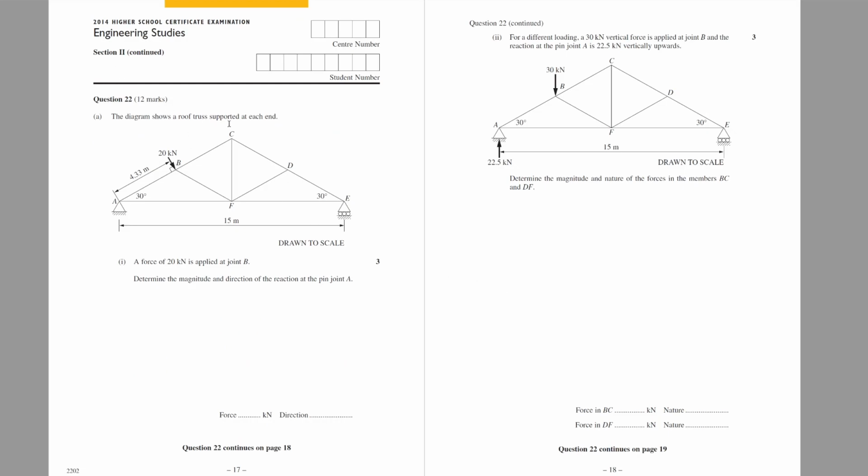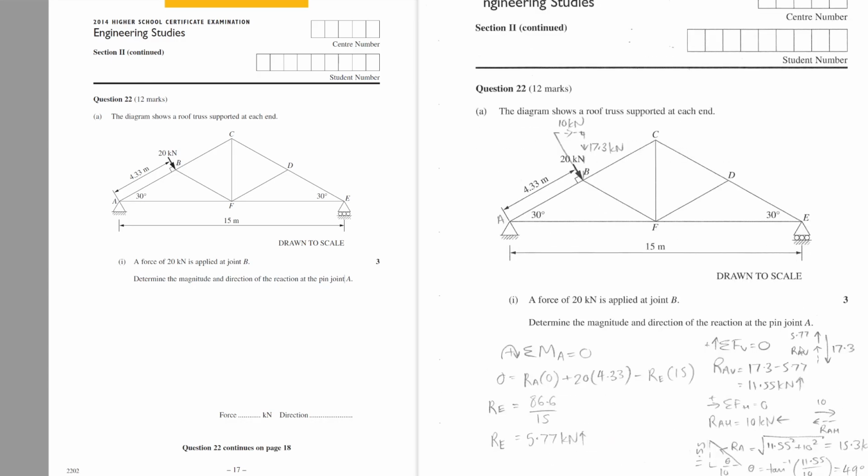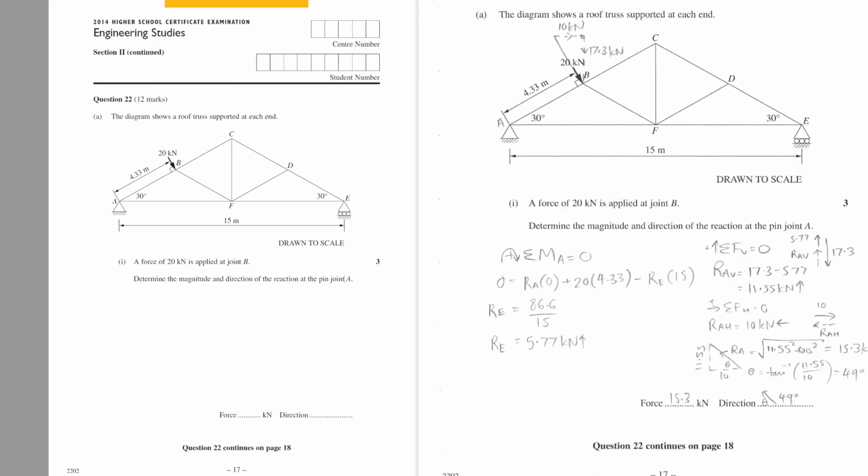The diagram shows a roof truss supported on end. Determine the magnitude of the reaction of pin A. Three marks. I think it's pretty reasonable, three marks. Reactions are going to be in your HSC, right? They're just going to be.